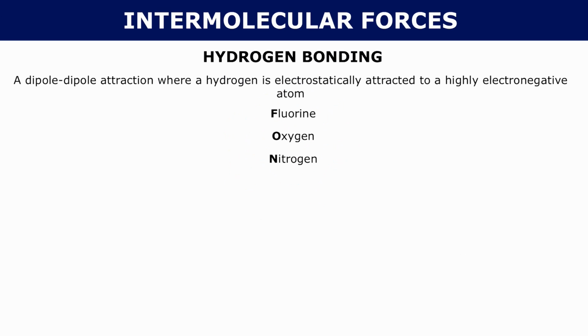All right, let's talk about hydrogen bonding. Hydrogen bonding is a special type of dipole-dipole attraction where a hydrogen is electrostatically attracted to a highly electronegative atom. And there's three highly electronegative atoms that can form hydrogen bonding. And that's going to be fluorine, oxygen, and nitrogen. So when you have a dipole-dipole interaction where a hydrogen is attracted to either fluorine, oxygen, or nitrogen, it's stronger than normal, and we call it a hydrogen bond.